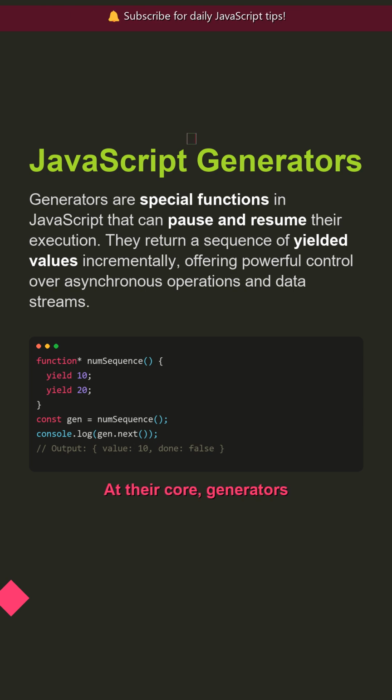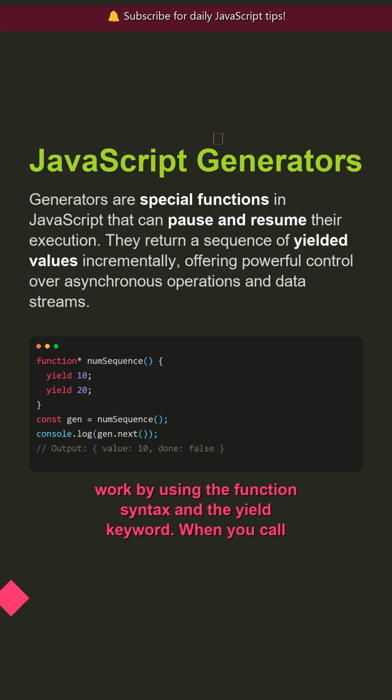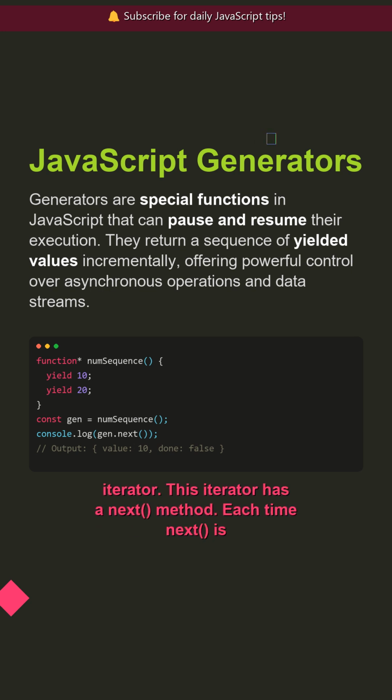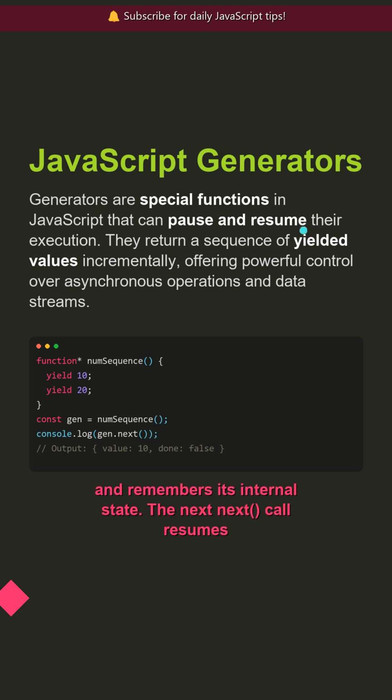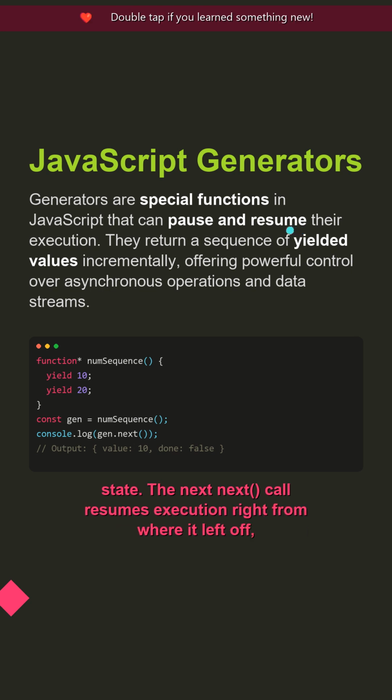At their core, generators work by using the function* syntax and the yield keyword. When you call a generator function, it doesn't execute immediately. Instead, it returns a special object called an iterator. This iterator has a next method. Each time next is called, the generator function executes until it encounters a yield expression. It then pauses, returns an object {value: yielded value, done: false}, and remembers its internal state. The next call resumes execution right from where it left off, continuing until the next yield or a return statement, at which point done becomes true.